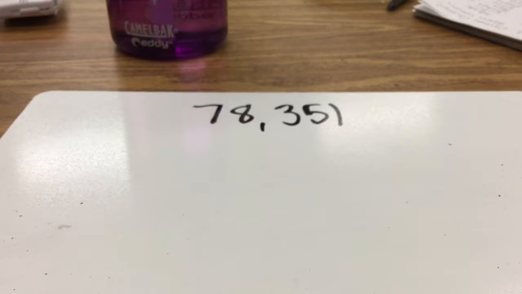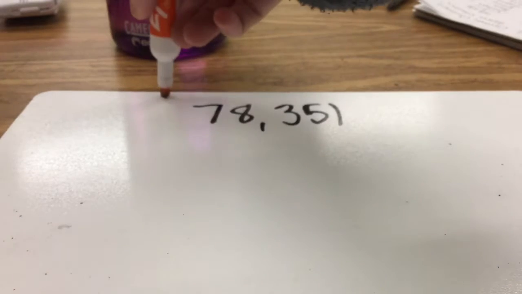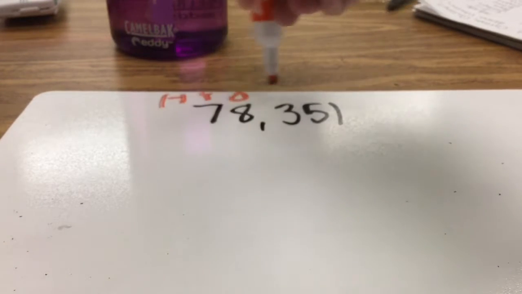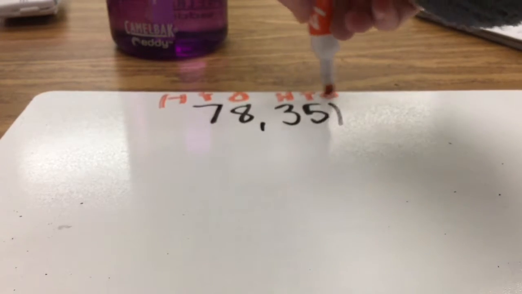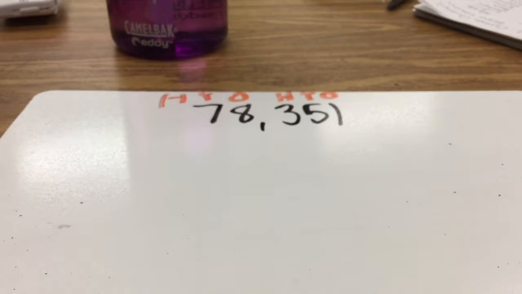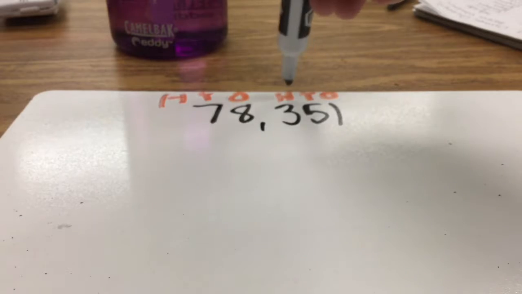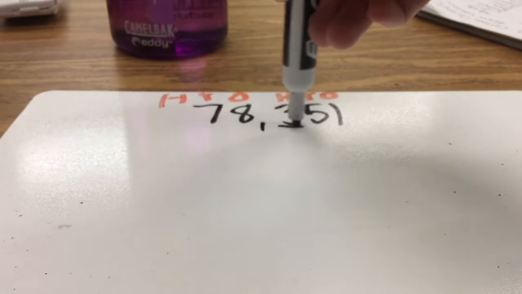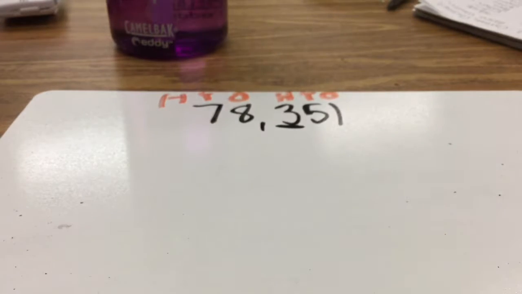And we have 78,351. I want to identify what digit is in the hundreds place. So if I'm not sure, I'm going to put my HTO above to figure out which one is the hundreds place. Now not hundred thousands, but hundreds. So I see H, so my digit in my hundreds place is 3.